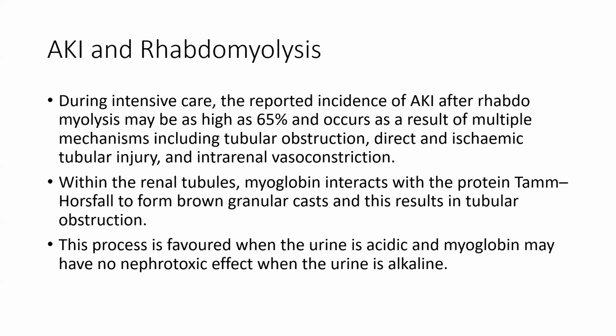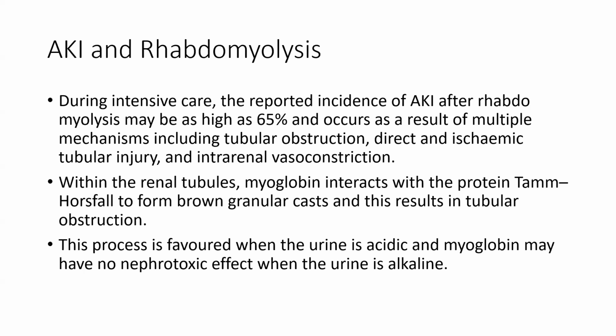Now about the relation of AKI and rhabdomyolysis. During intensive care, the reported incidence of acute kidney injury after rhabdomyolysis may be as high as 65%. It occurs as a result of multiple mechanisms, including tubular obstruction, direct and ischemic tubular injury, and intrarenal vasoconstriction. Within the tubule, myoglobin interacts with the protein Tamm-Horsfall to form brown granular casts, and this results in tubular obstruction.